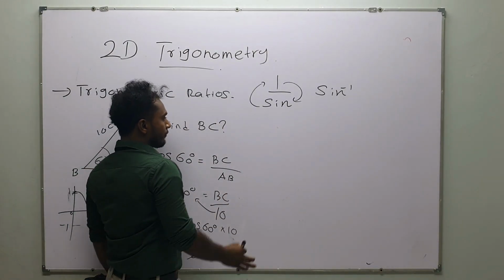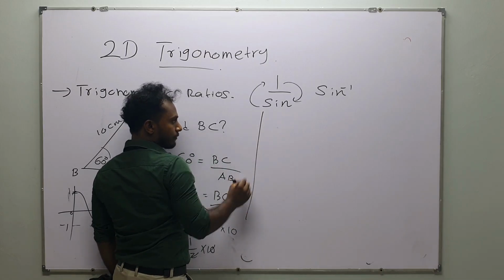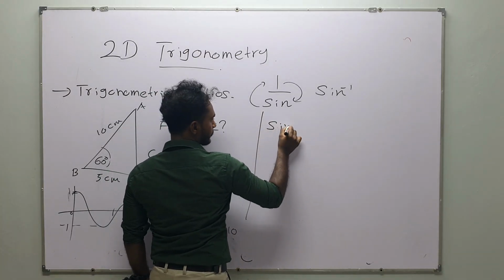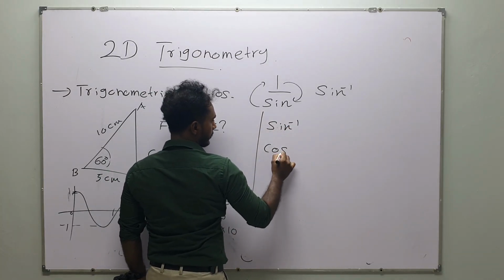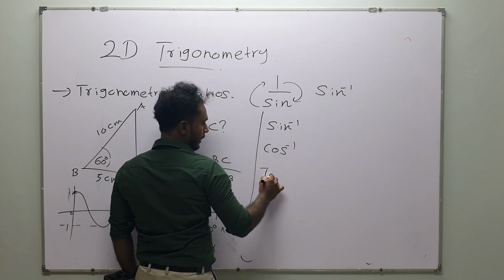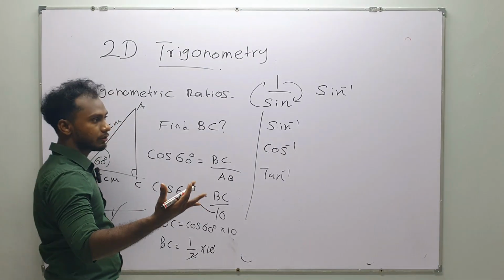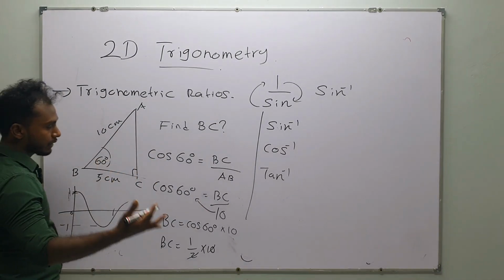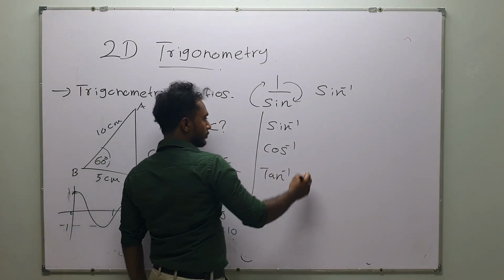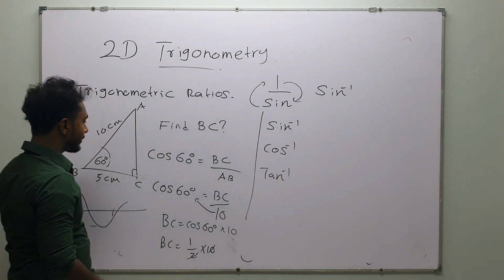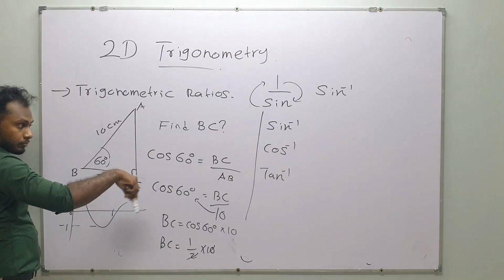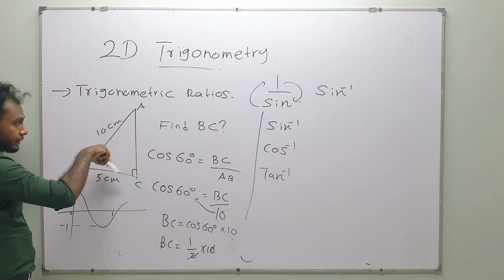Okay, I would say there are three basic inverse ratios. One is sine inverse, cos inverse, and tan inverse. We read this as sine inverse, cos inverse, and tan inverse. Right? That's how we read this. So actually what is happening is, let me take this example here.